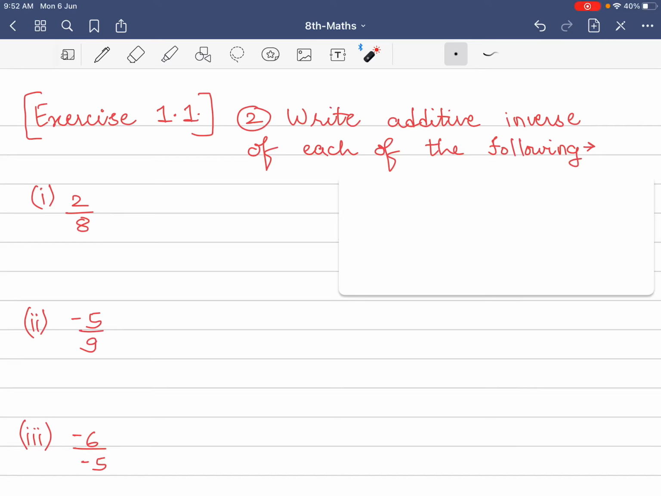So in this video, we are going to solve a question based on our topic of rational numbers. This is taken from exercise 1.1. It's question number 2. Write additive inverse of each of the following. So these are the numbers given to us and we have to find the additive inverse of each of the following. Now first of all, let us quickly remember what is additive inverse.